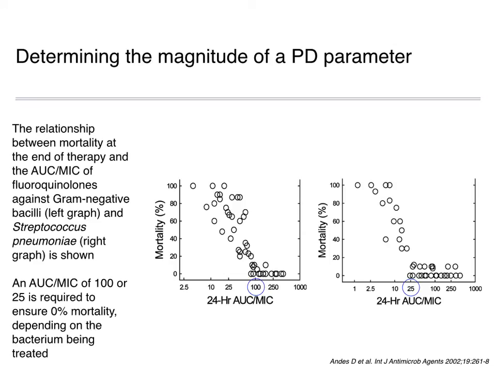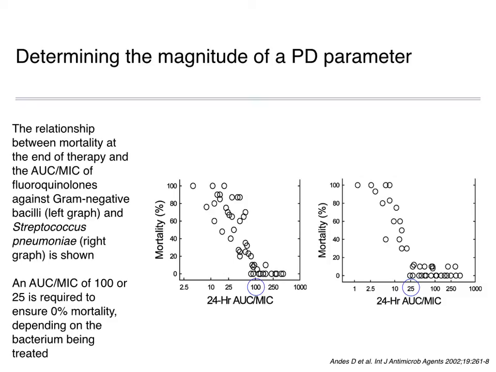So next we want to determine what is the magnitude of that PD parameter that we want to obtain. And so here you have, again with a quinolone, so we know AUC to MIC matters, on the x-axis increasing AUC to MIC values, then you have mortality as far as percent of mice that died or lived. So essentially you're trying to figure out what kind of AUC to MIC do I need to obtain to achieve the outcome that I want. And so you can really decide what that outcome is. If you wanted to decide on the AUC to MIC that would provide for 50% mortality, you can do that. I would say that's not a very realistic mortality rate to really try to aim for.